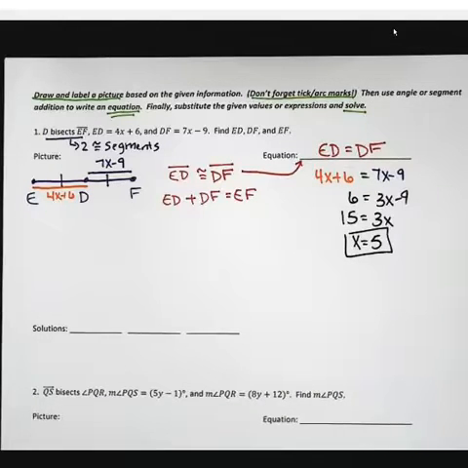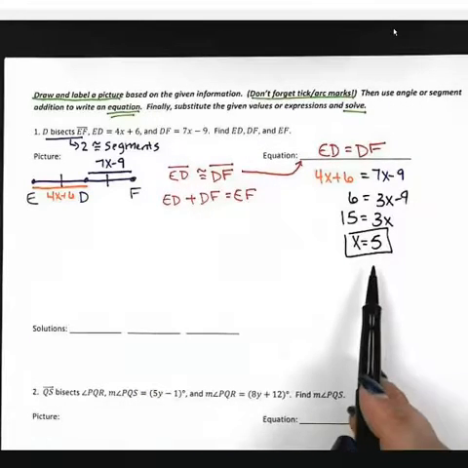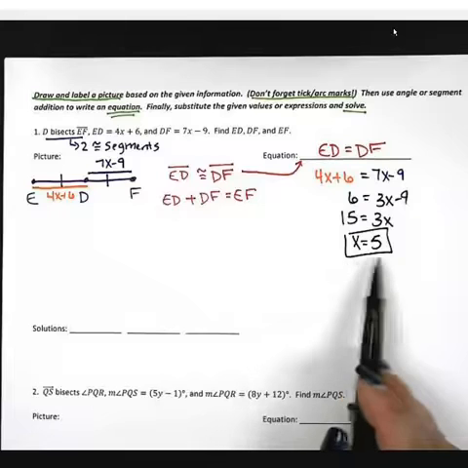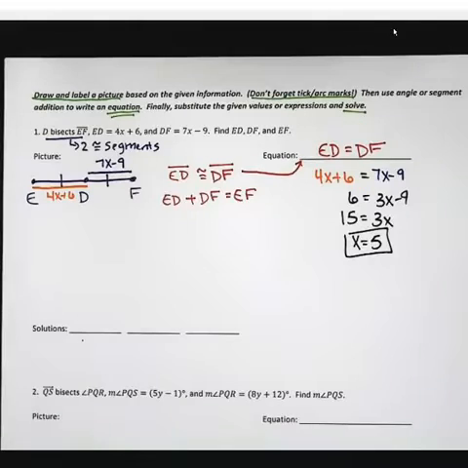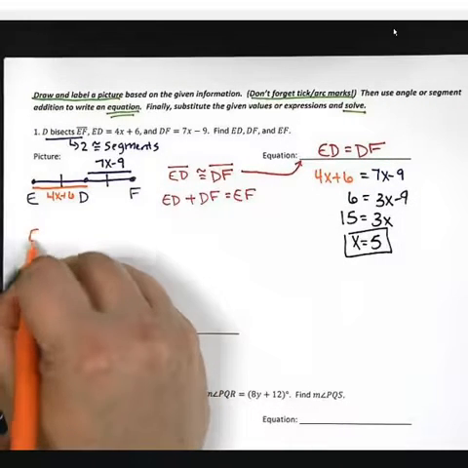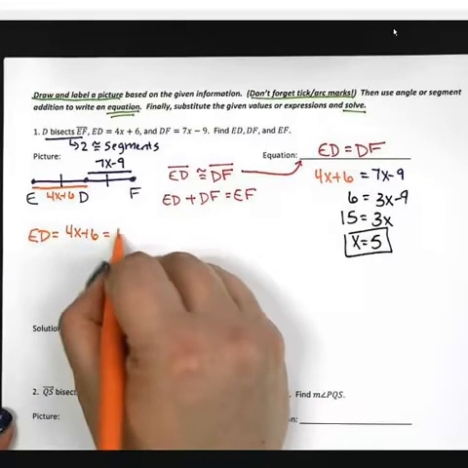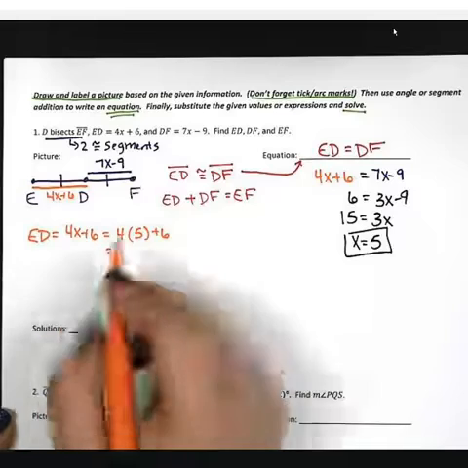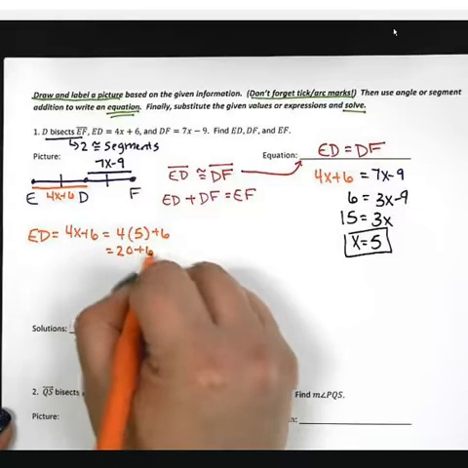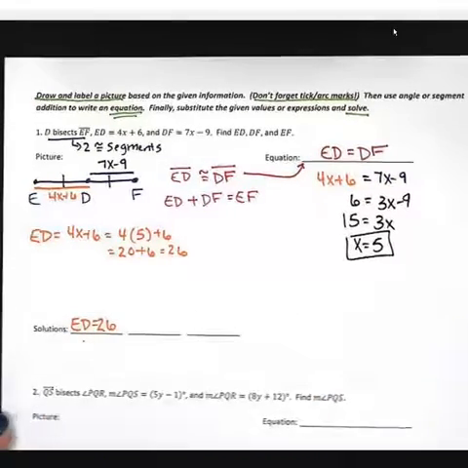Now we have to be careful because this question just asked us to find ED, DF, and EF. It didn't even ask for x as an answer. Now we need it in order to get to our answers, but that's not going to actually go on our lines here. So let's find ED first. We know that ED is equal to 4x plus 6. And since we know that x is 5, we can substitute that in. So we get that ED is 20 plus 6. So we know that's 26. So I'm going to go ahead and write that on our first blank. ED is 26.